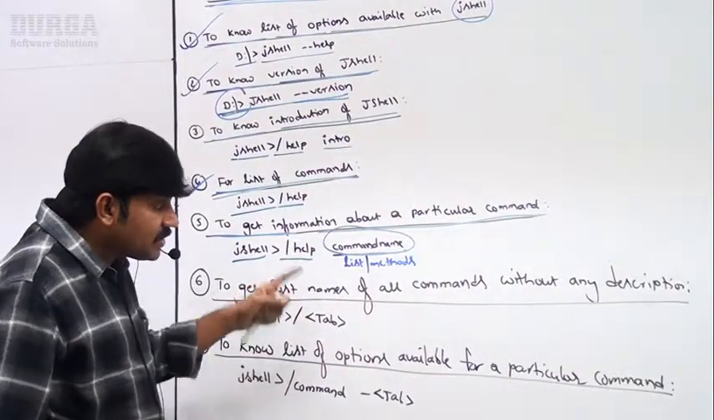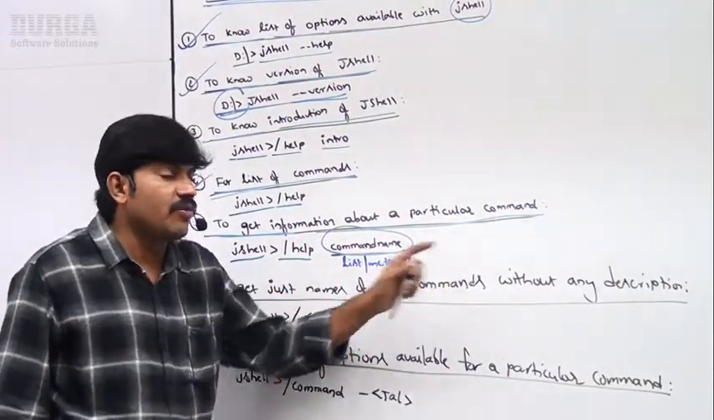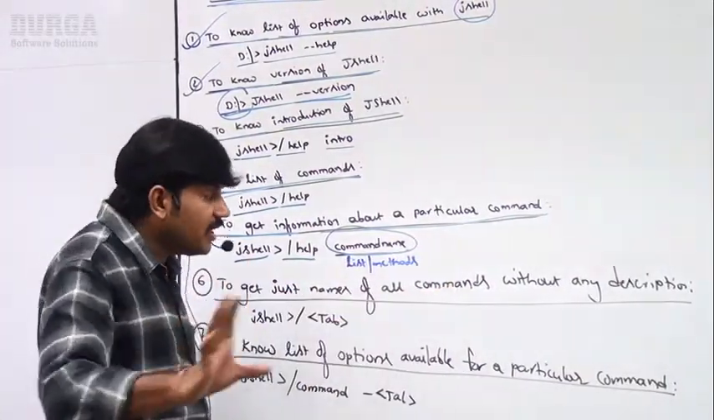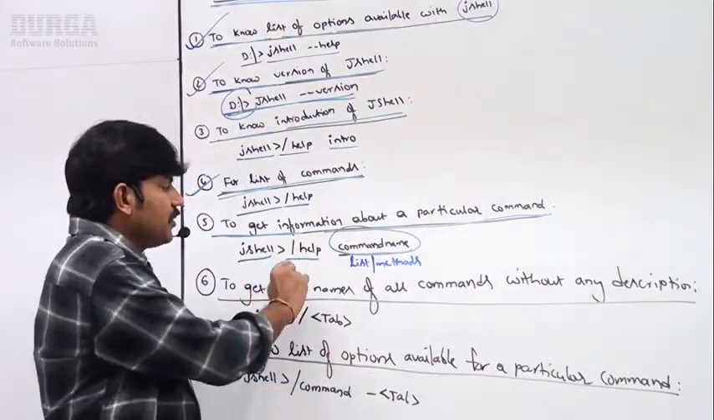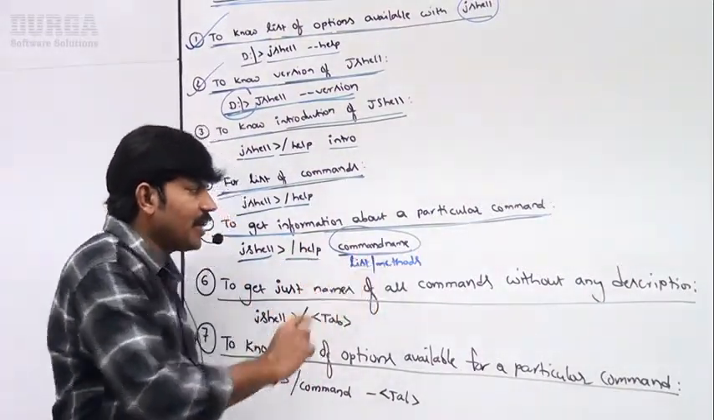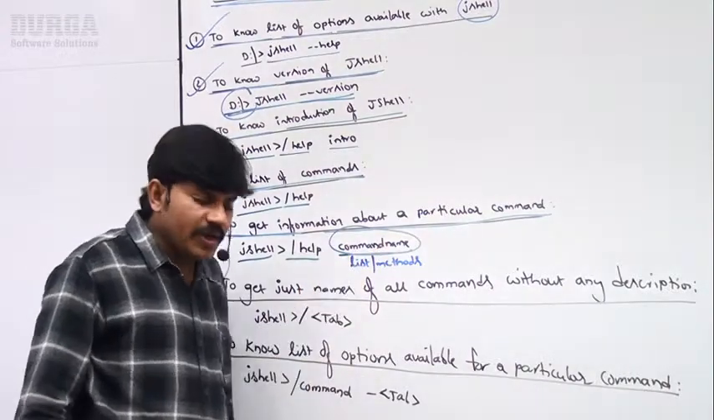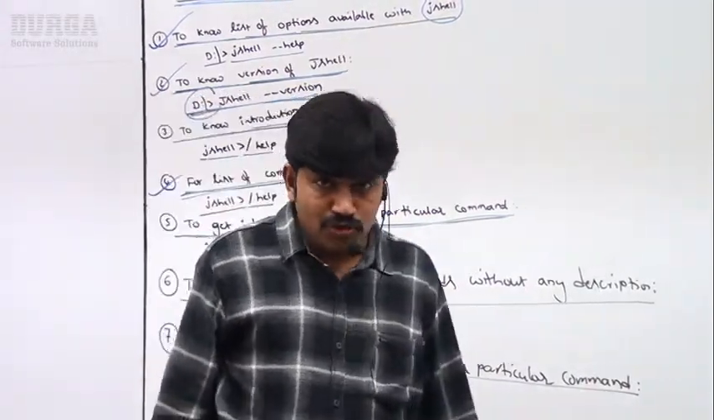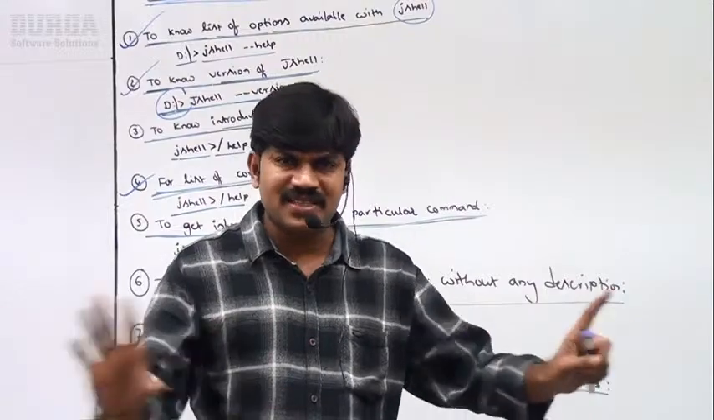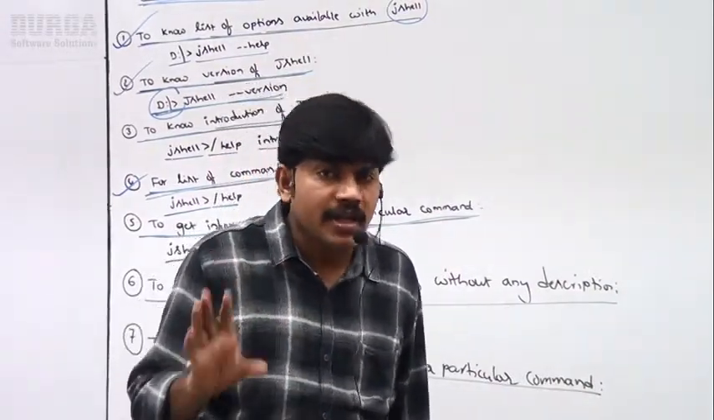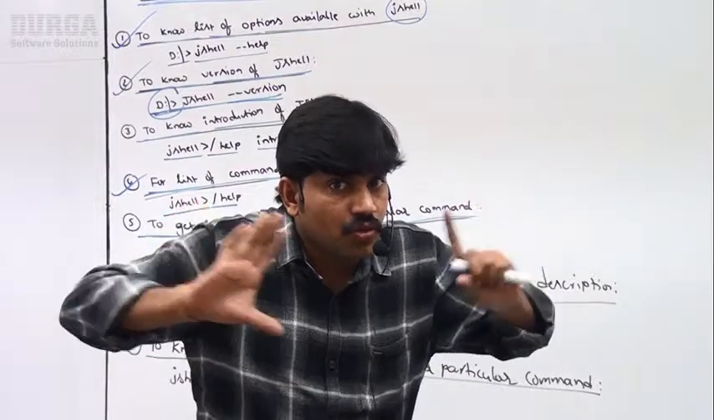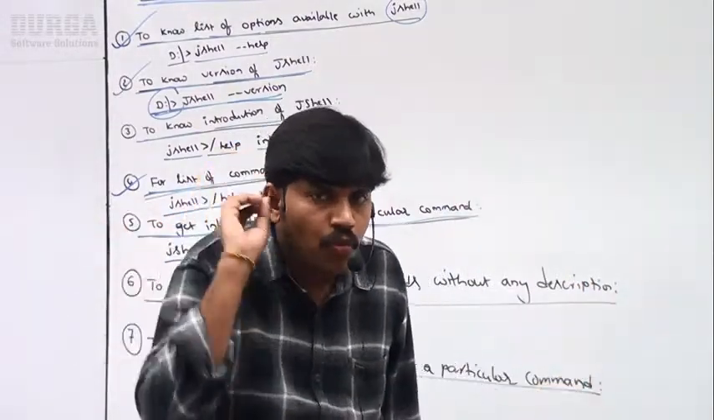To get just the names of all commands without any description, I don't want any description, just the names. If I want to know a particular command's information, I have to provide /help followed by the command name. So now my requirement is to display the names of all commands, only names, no description.